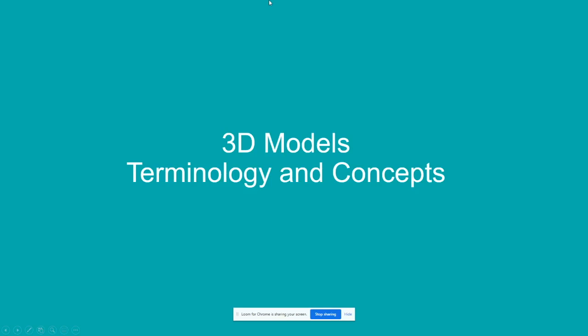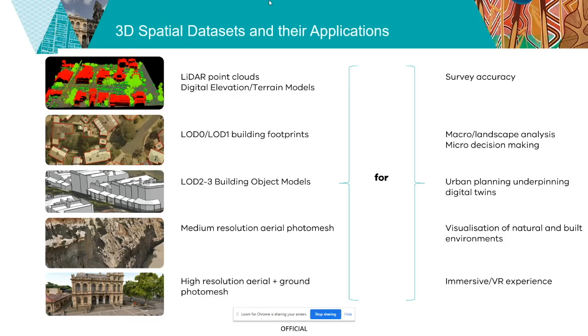We'll now cover some high-level 3D model terminology and concepts. Firstly, we have LiDAR, digital elevation models, and digital terrain models. This is the survey accuracy that's tied to our survey control network and builds a foundational accuracy on which our digital twins and 3D models are built.